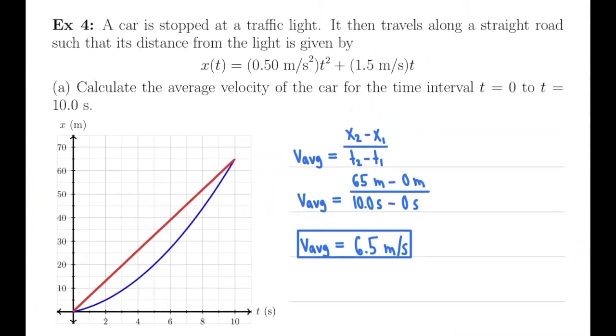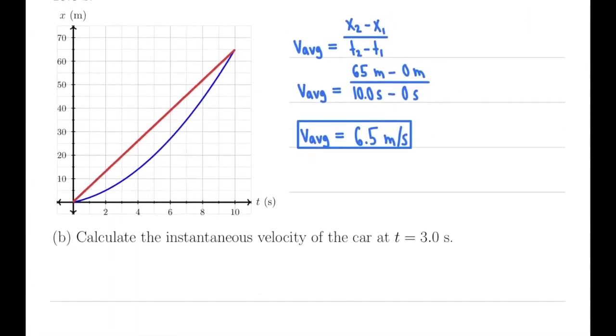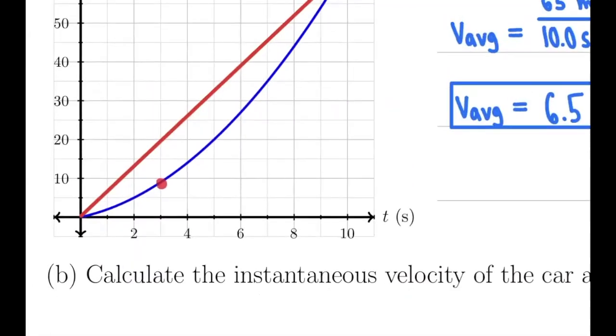The car didn't travel 6.5 meters per second at every moment, because it initially started off going 0 meters per second, because it was at rest, at a traffic light. And then it starts to speed up. So the velocity changes with time. So, what if I want to find the instantaneous velocity at t equals 3 seconds? Like at this instant, I want to figure out the velocity. Does anyone have any idea how I would do that?